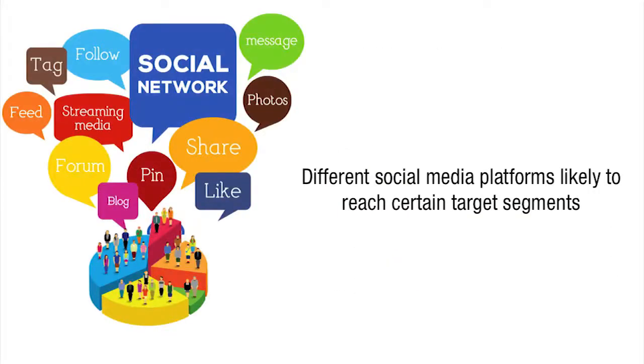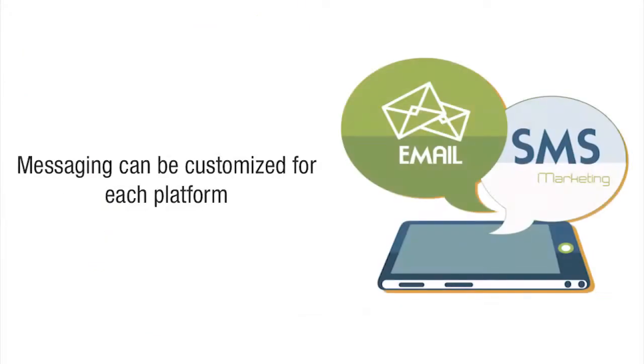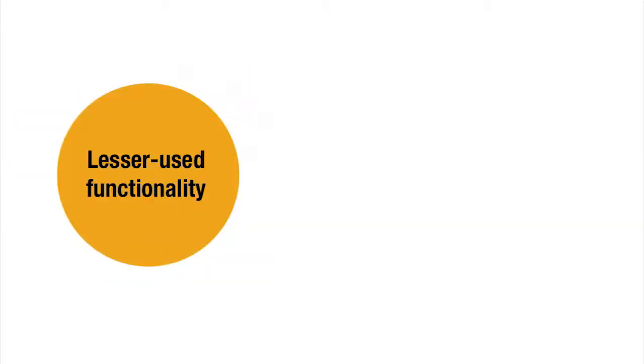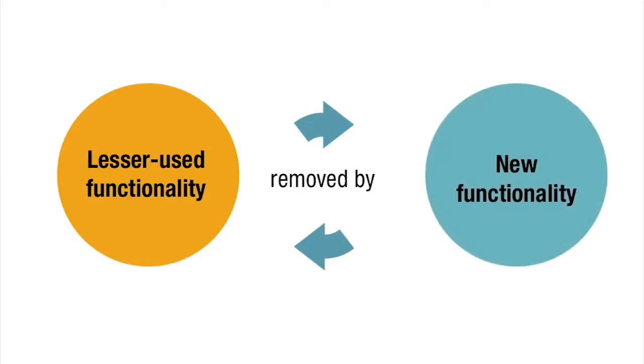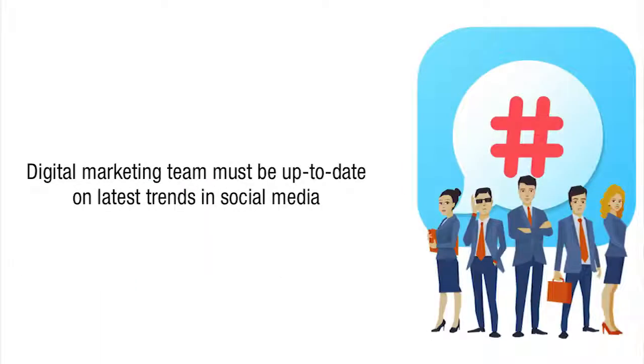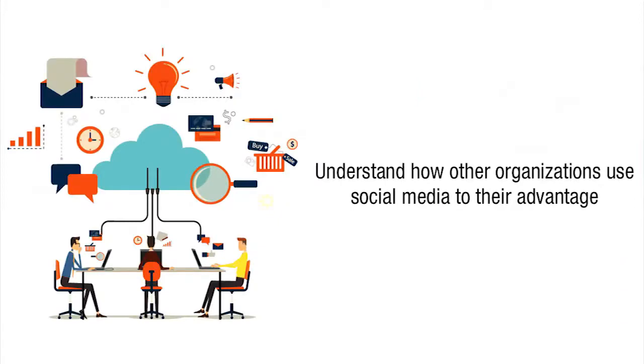As well, different social media platforms are more likely to reach certain target audience segments, and messaging can be customized for each platform. The features and functionality of social media platforms are constantly evolving as lesser-used functionality is removed, as in LinkedIn Answers, and replaced by new functionality, such as the ability to publish blog posts on LinkedIn. It is critical for the digital marketing team to be up to date on the latest trends in social media and to understand how other organizations use social media to their advantage.